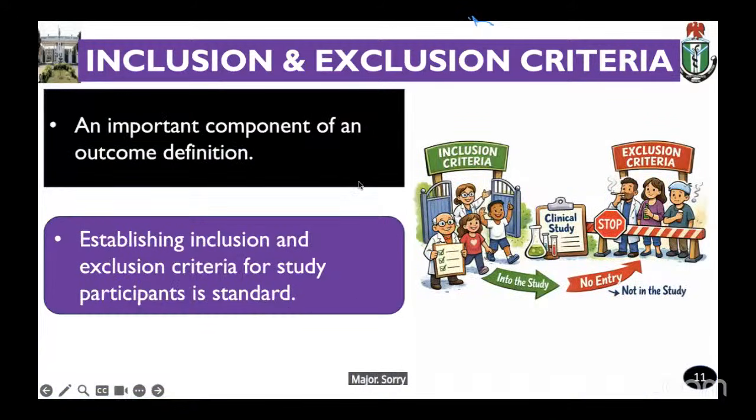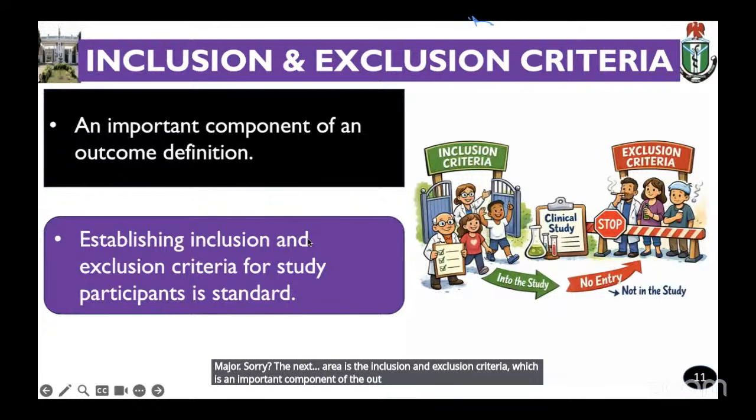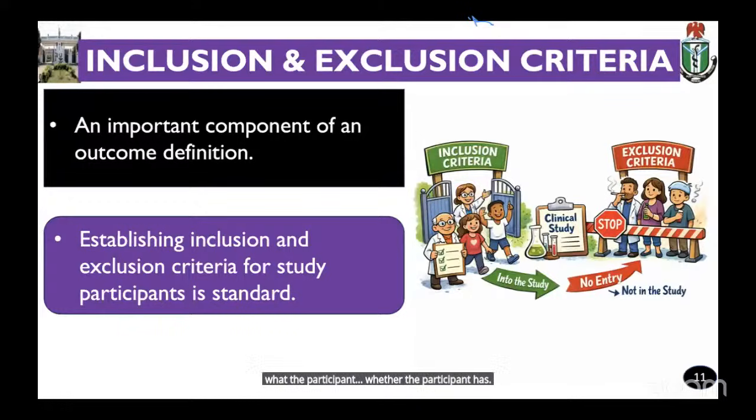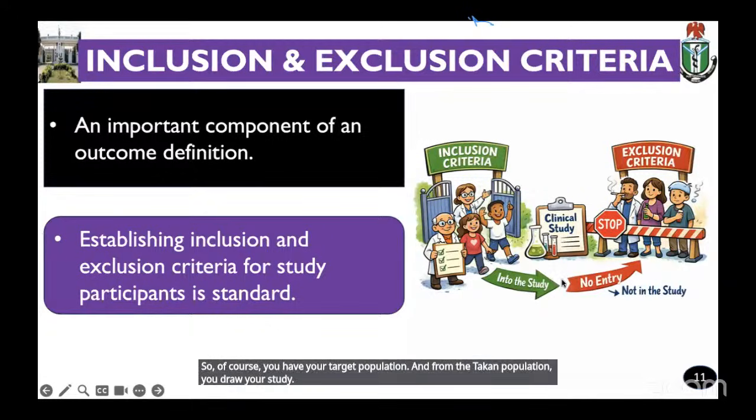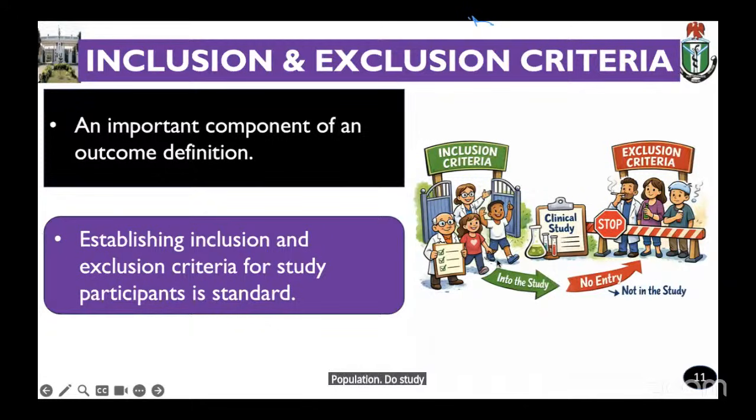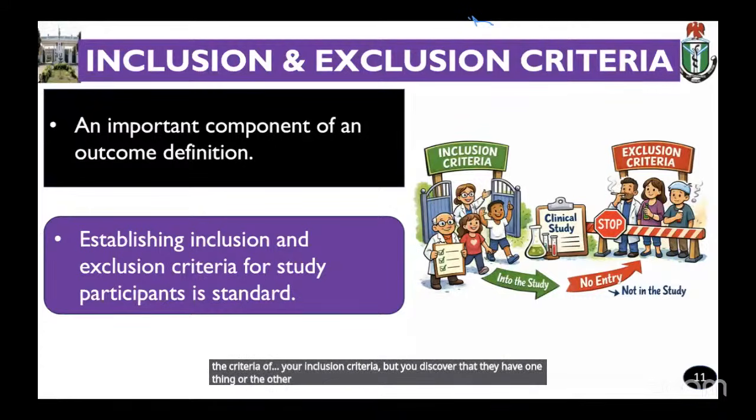Sorry. The next area is the inclusion and exclusion criteria, which is an important component of the outcome. It establishes whether the participant has been able to meet up with the standard expected in the research study. So, of course, you have your target population, and from the target population, you draw your study population. In the study population, there are people that have met your inclusion criteria, but you discover that they have one thing or the other that may require them to be excluded.